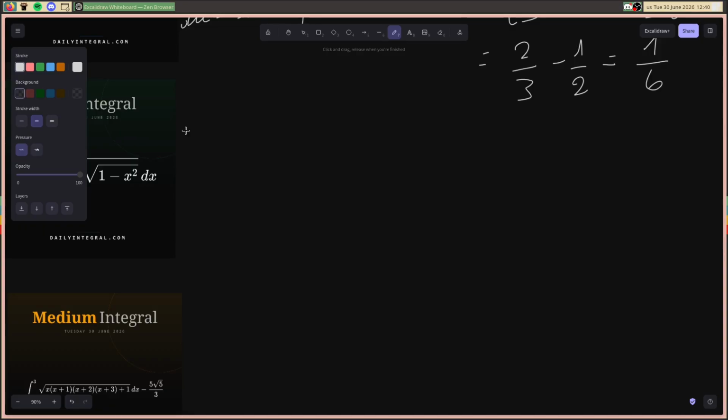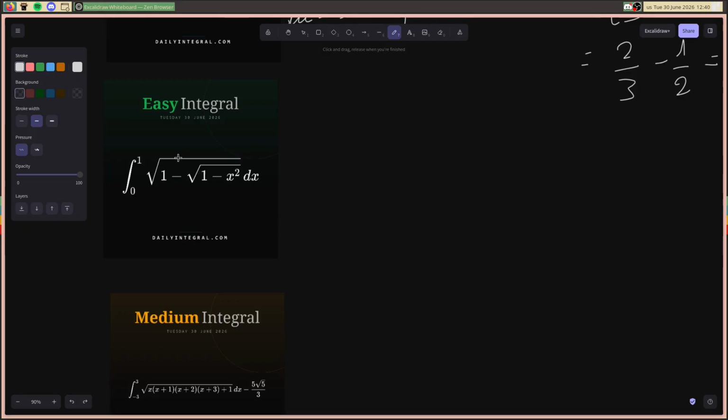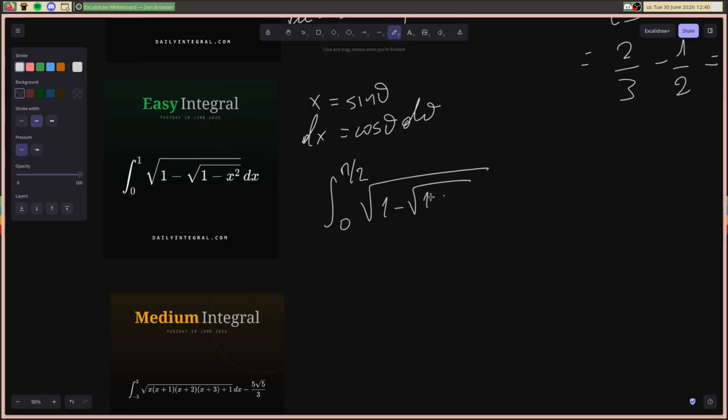The easy one is a simple trig substitution because we have square root of 1 minus x squared, and x goes from 0 to 1. So we will just let x equal sine of theta, for example, then dx is equal to cosine of theta d theta, and then if x goes from 0 to 1, theta will go from 0 to pi over 2. It's square root of 1 minus sine squared of theta, times cosine of theta d theta.